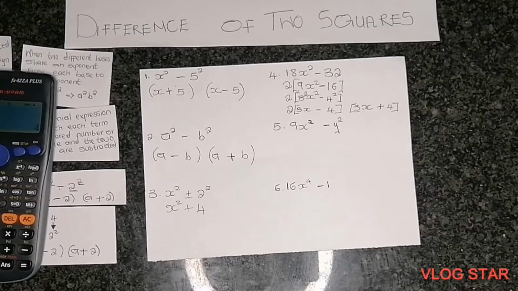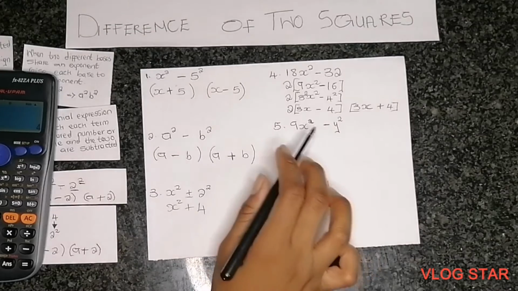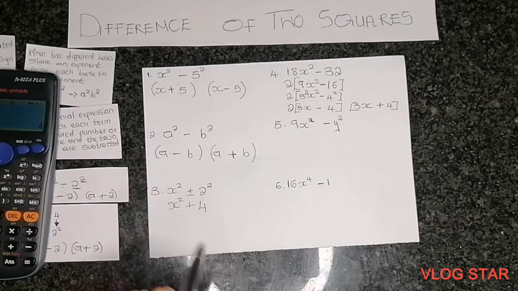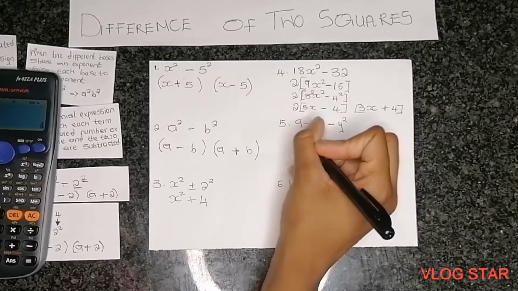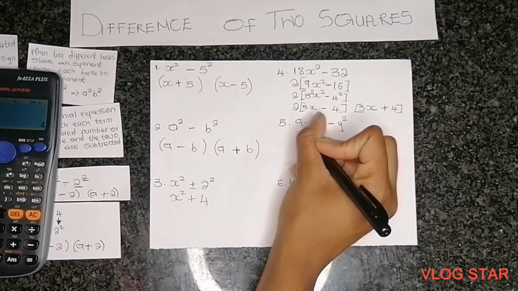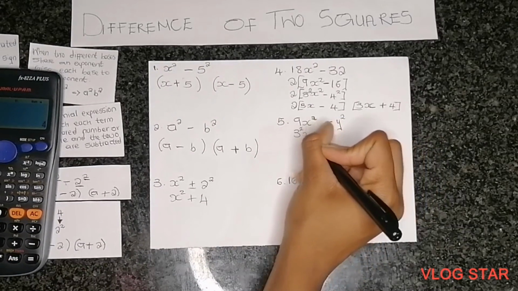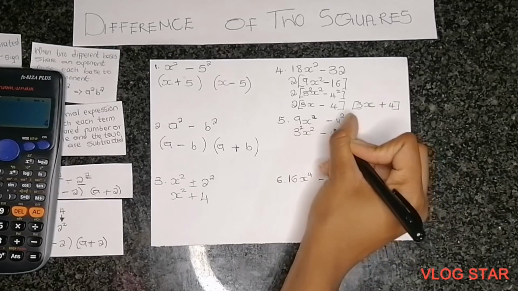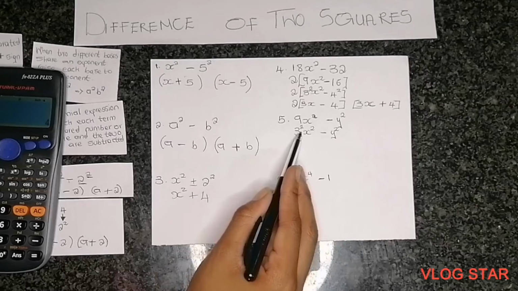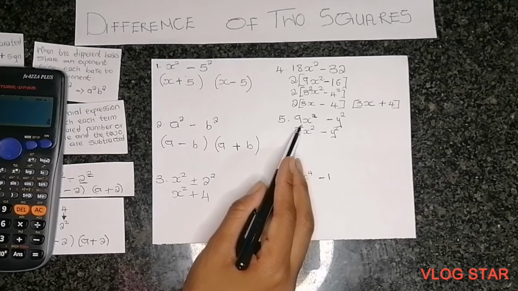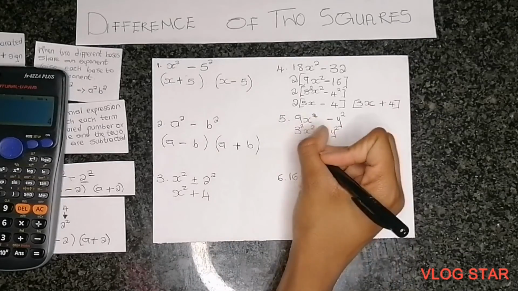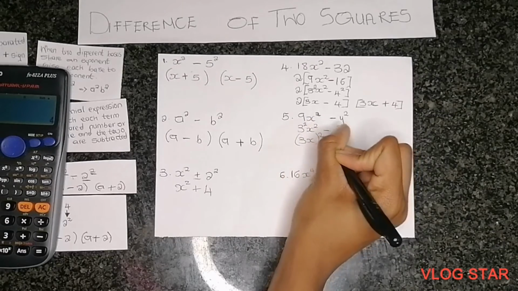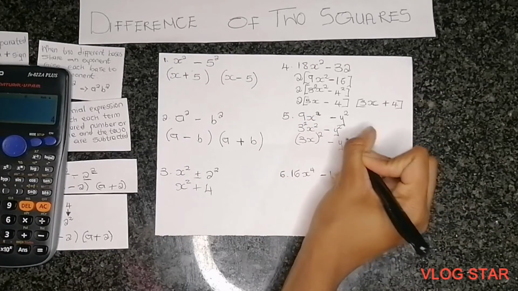So now we are moving on to question number 5. This is also difference of two squares. Why? Because 9 can be written in a form of squared. How? 9 is the same as 3 squared, and then we're going to put our x squared down, and then our minus y squared. So this 3 squared and x squared can be written as 3x all squared minus y squared.